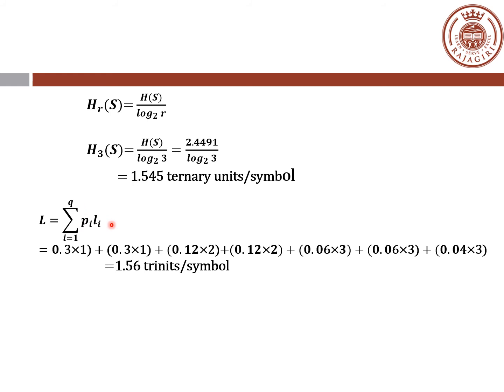Okay, now I want the average length. The average length we know is the sum from i equal to 1 to q of p_i into l_i. Okay, so we have the table in the previous slide.